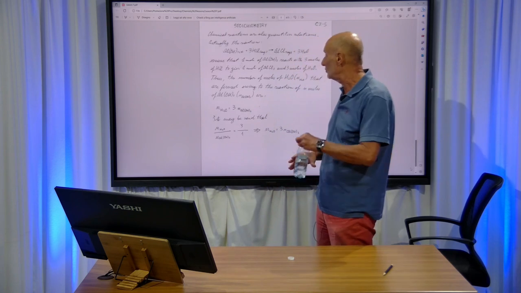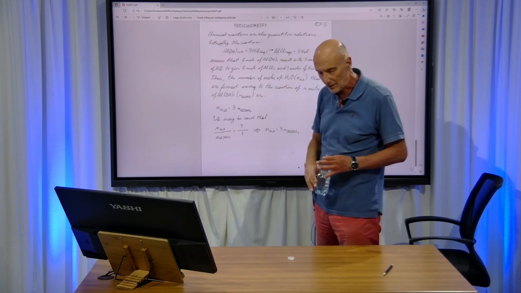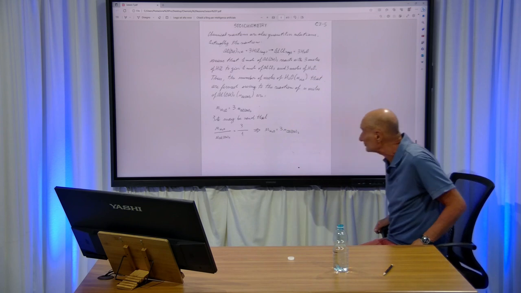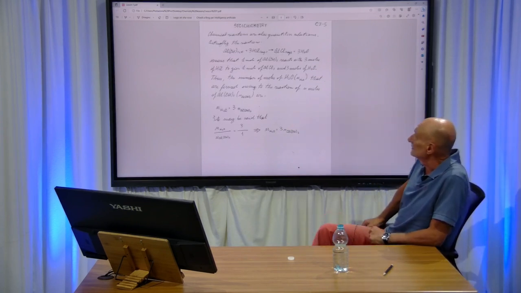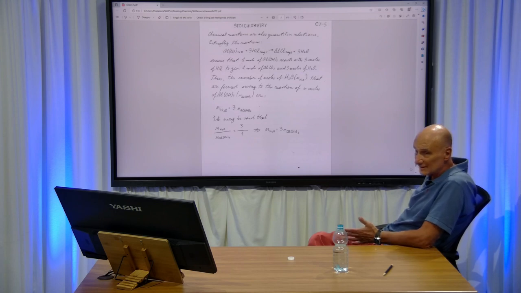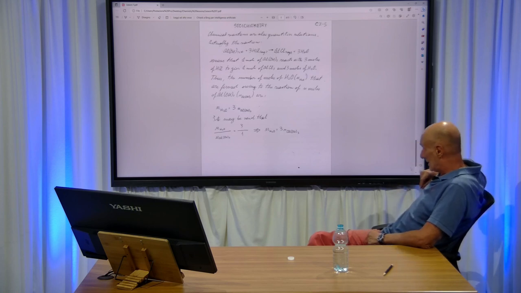I would like to focus your attention on the fact that this reaction gives a qualitative indication, saying that by reacting aluminum hydroxide with hydrochloric acid, aluminum chloride and water are formed. But it gives you also a quantitative indication, namely, it is said that 1 mole of aluminum hydroxide reacts with 3 moles of hydrochloric acid to give 1 mole of aluminum chloride and 3 moles of water.